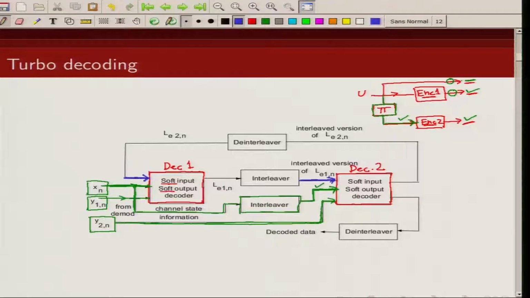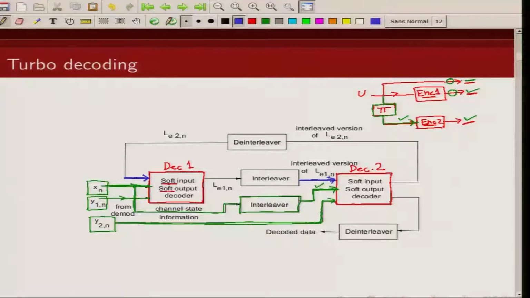Now, how do we get this a priori knowledge? Initially, when we start decoding, we do not have any a priori knowledge about the information bit. So, we would assume that the information bit is equally likely to be 0 or 1. So, that would be our initial a priori information.